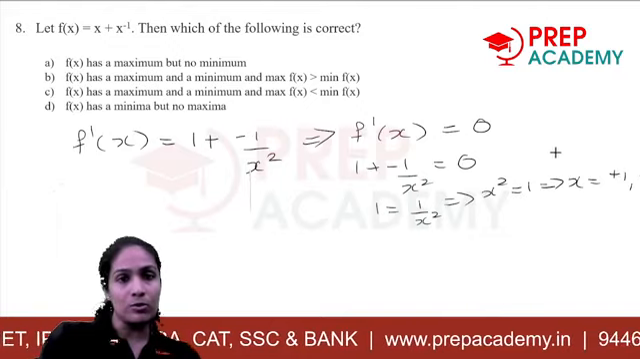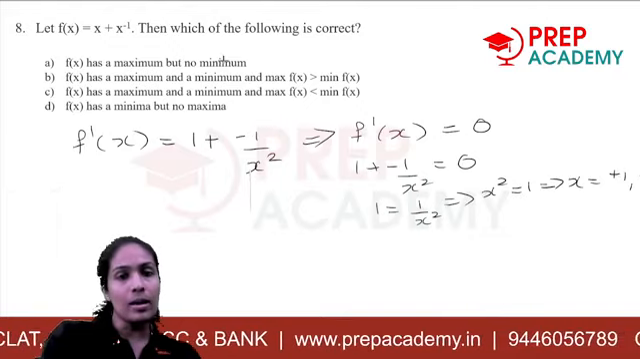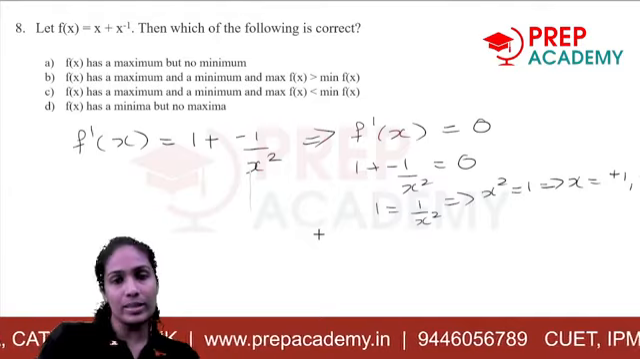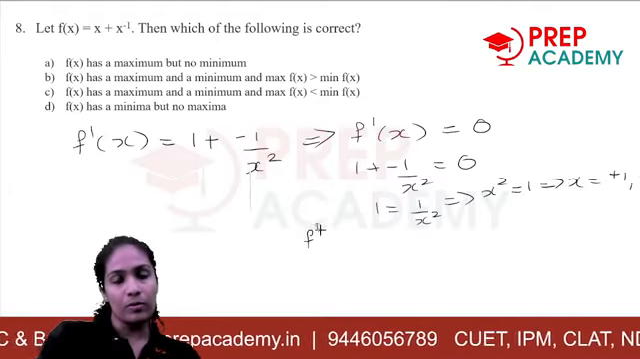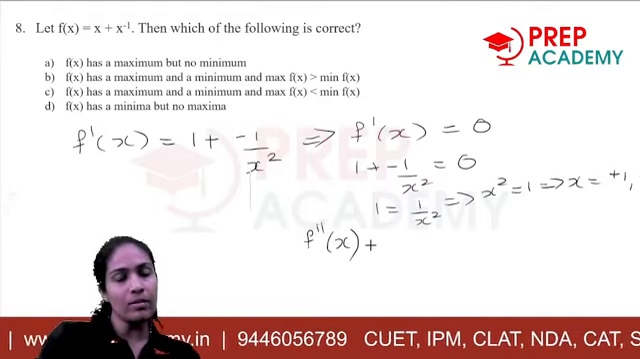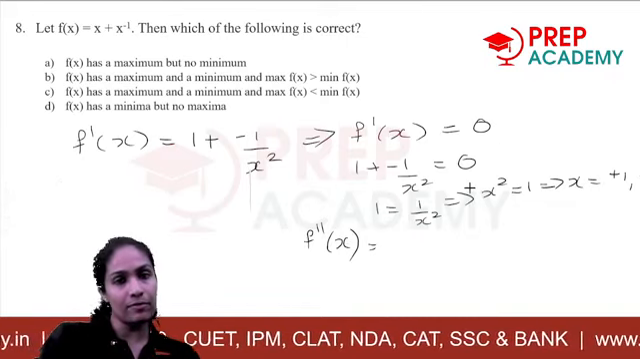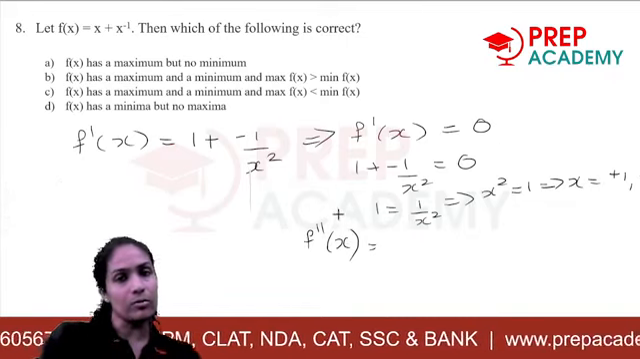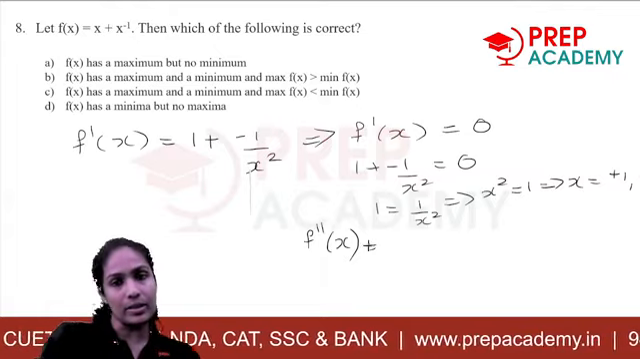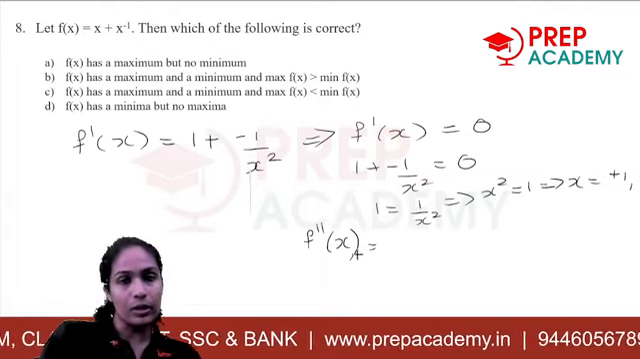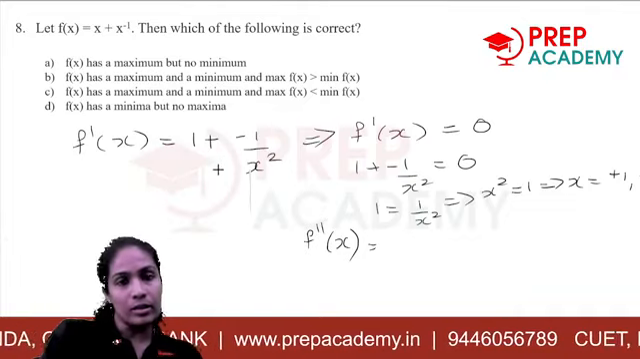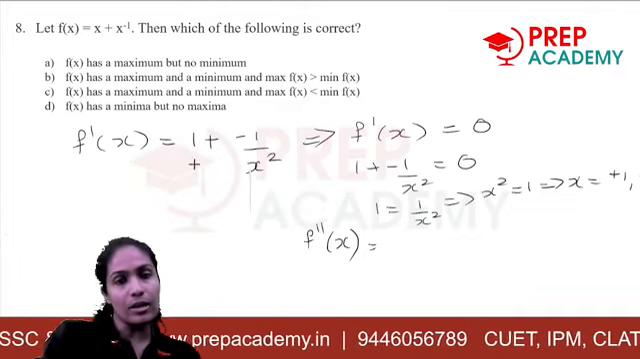So x takes the values plus 1 and minus 1. Here the question is about maxima and minima, so you have to find the second derivative now. If you are asked to find the maxima and minima, then find the first derivative, equate it to 0 and find the critical points. After that, find the second derivative. Second derivative f double dash of x means the second derivative. To find it, differentiate the first derivative again.